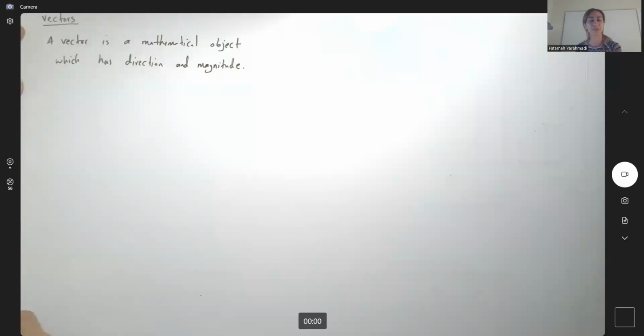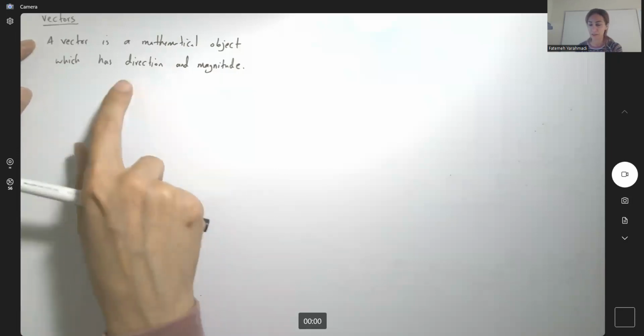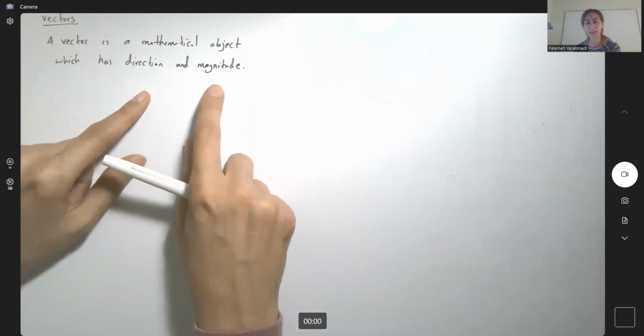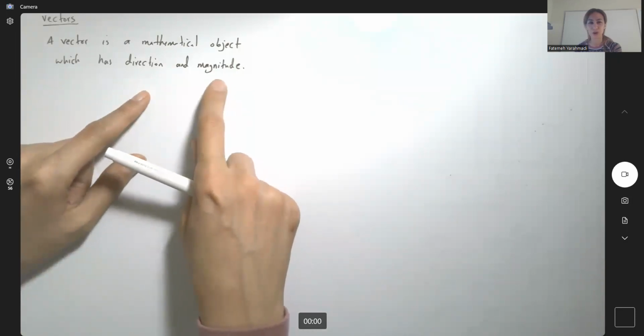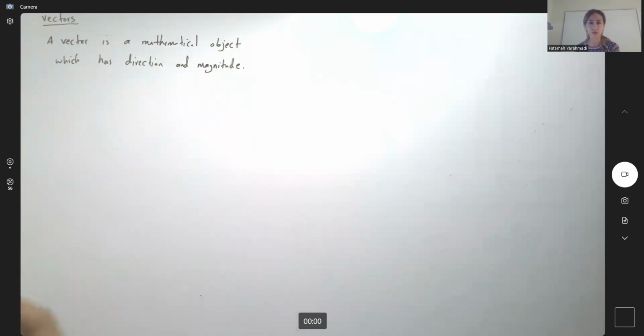Welcome everybody. We're going to talk about vectors in this class. What is a vector? A vector is a mathematical object that has direction and it also has some numerical values associated with it that we're going to talk about as magnitude. So we have vectors in 2-dimension, in 3-dimension.